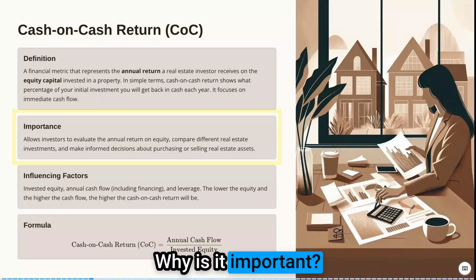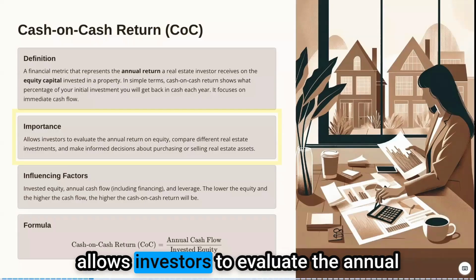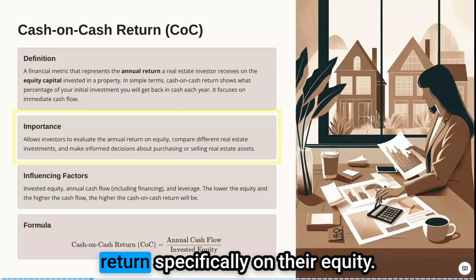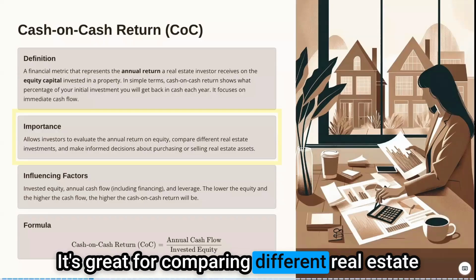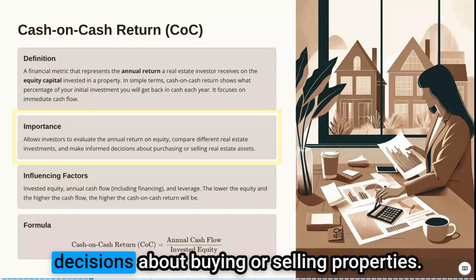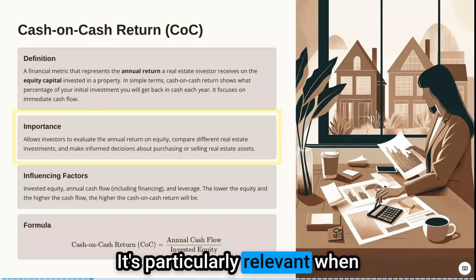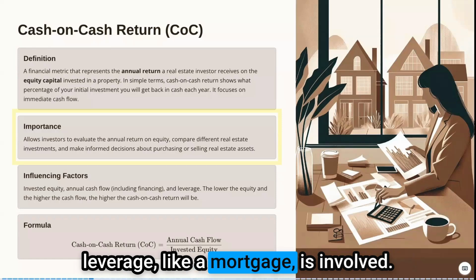Why is it important? This metric is super useful because it allows investors to evaluate the annual return specifically on their equity. It's great for comparing different real estate investments and helps in making informed decisions about buying or selling properties. It's particularly relevant when leverage, like a mortgage, is involved.